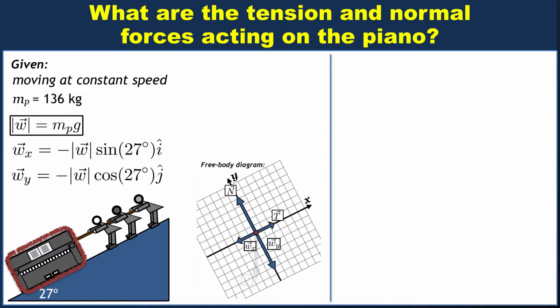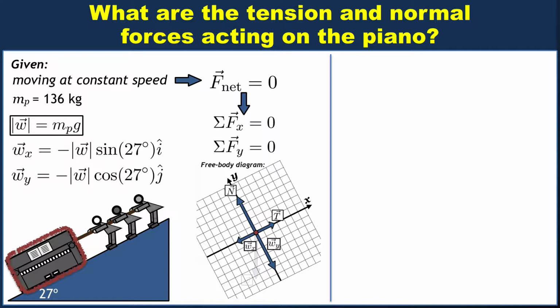Well, you'll note that the piano is moving at constant speed. That's very important, because that tells us that the net force on the piano must be zero. This statement can be broken down into both x and y statements, noting that the sum of all forces in the x direction must be zero. That Greek letter sigma just means the sum of. And it's also true that the sum of all the forces in the y direction must independently be zero. Okay, that should help us figure out what the tension and normal forces are.